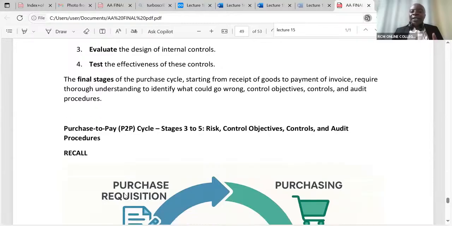Now, remember, we did stages 1 and 2 in lecture number 14. So this lecture number 15, which is purchase cycle part 2, I'm going to look at stage 3 to stage 5. And specifically, I'll be looking at risks, what could go wrong, what are the control objectives, the controls, and then on the other side of the coin, I'll be bringing in an auditor who will be able to put in his audit procedures and advise the firm accordingly. So then a reminder, recall.